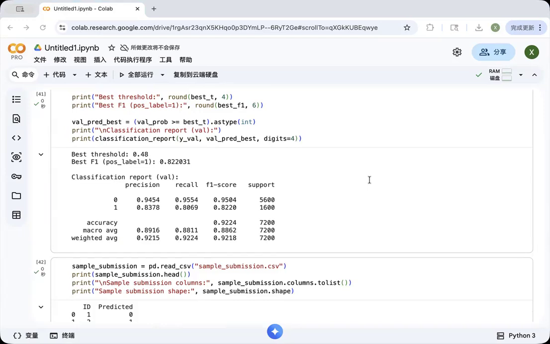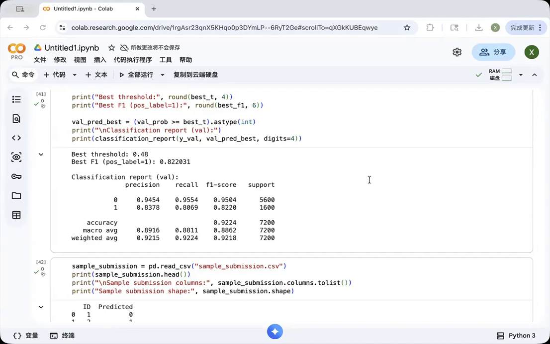Because the dataset is imbalanced, we address class imbalance in two ways. First, we use class weights. By setting class weight to balanced, the model penalizes misclassification of the minority class more heavily. This helps improve recall for default cases without artificially altering the data distribution.